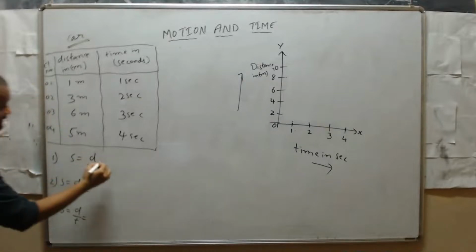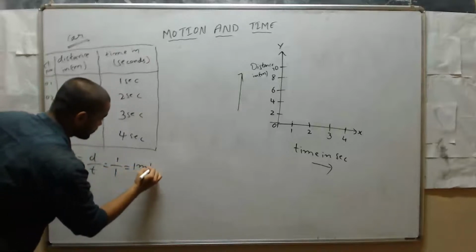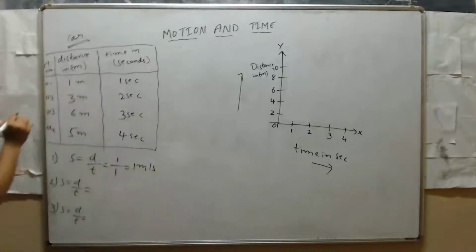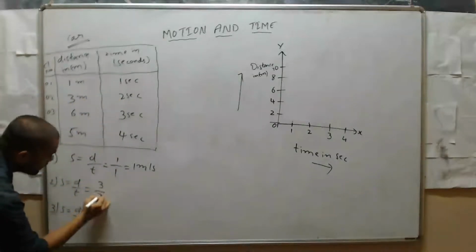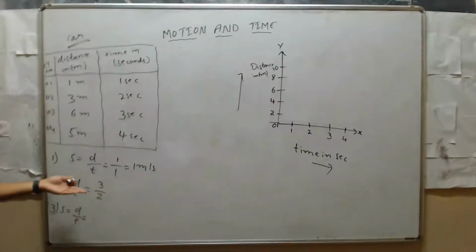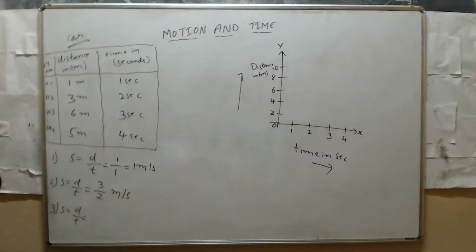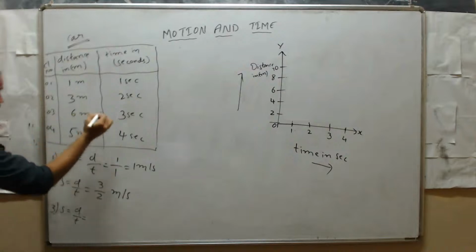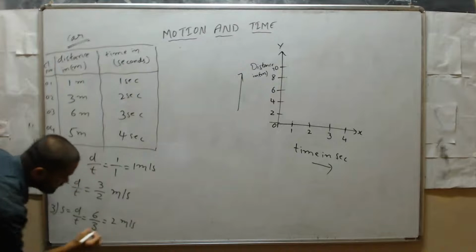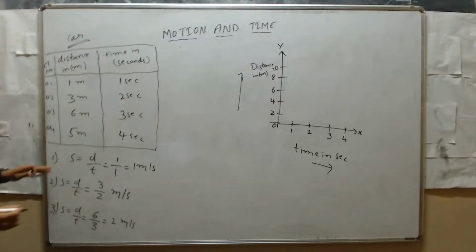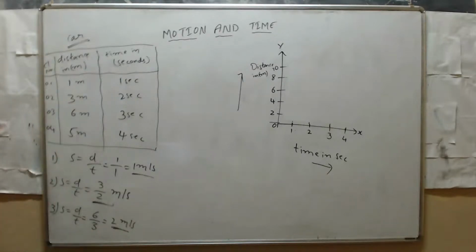See here, in the first case it is 1 by 1, which is 1 meter per second. The second one, 3 by 2, that is 3 by 2 meter per second. Then the third one we have 6 by 3, which is 2 meter per second. So we have 1 meter per second, 3 by 2 meter per second, and 2 meter per second.